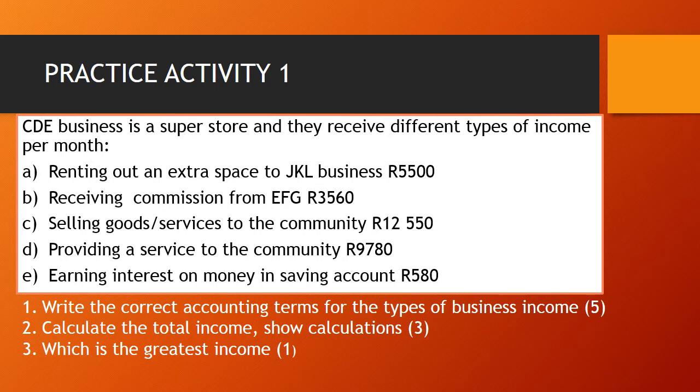Question number 1. Write the correct accounting terms for the types of business income. So you look at the information of CDE Business, A until E, and you need to classify each one under the correct type of business income, and it's for 5 marks. Number 2, calculate the total income. Show your calculations, and this is for 3 marks. And then the last question, number 3, which is the greatest income?